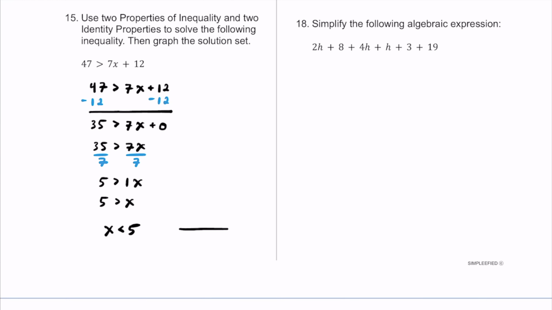In terms of graphing a solution for this, what we're going to do is just draw a quick number line. We're going to put 5 in the middle here and put 2 numbers bigger, like maybe 6 and 7, 2 numbers smaller, like 4 and 3. And then we're going to put an open circle because x can't equal 5. X has to be less than 5, so we're going to go to the left here. These are all the numbers less than 5.